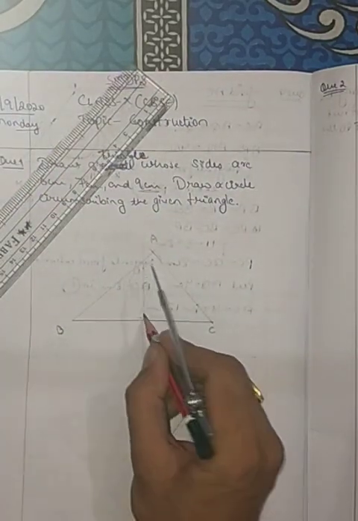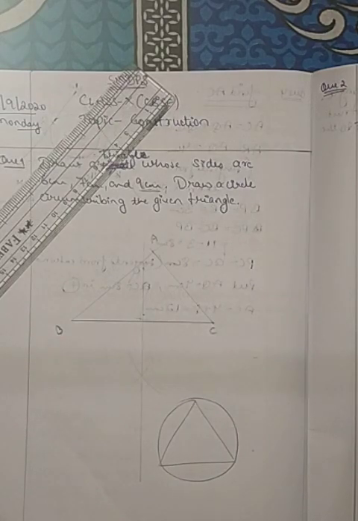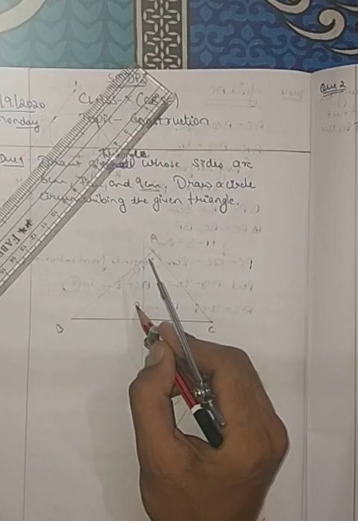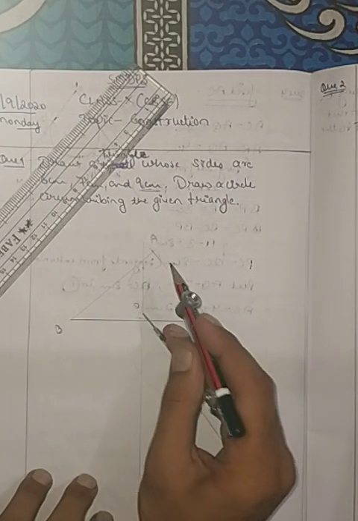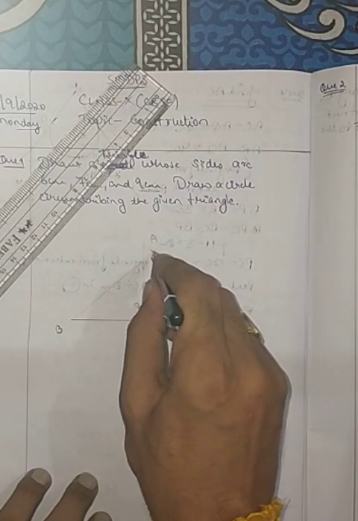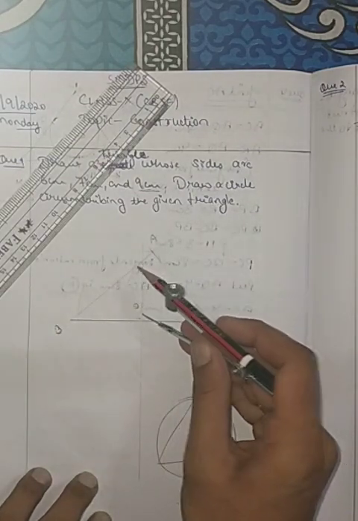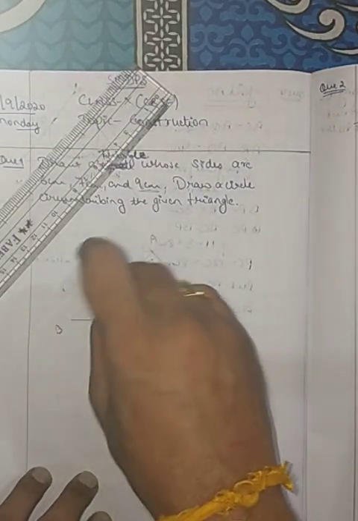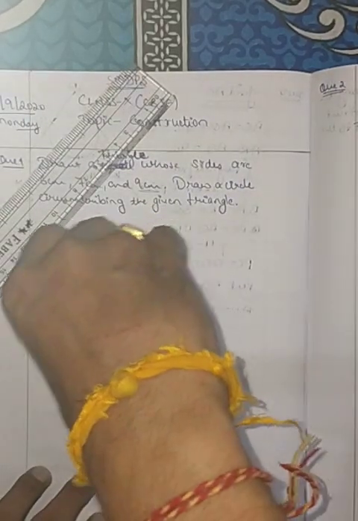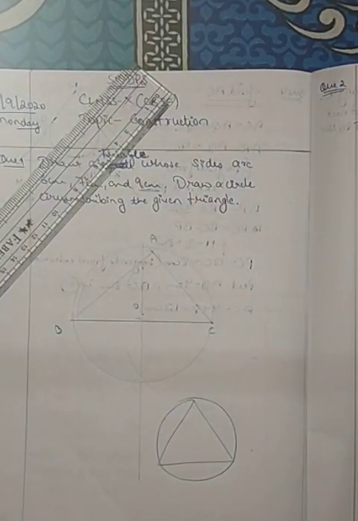So the point where both the perpendicular bisectors cut each other will be the center of the circle. Mark this point as O. Now put your compass on O. Open it up to A, B or C. You can open it up to A or B or C. Draw the circle. So this is how you are going to draw a circle circumscribing a given triangle.